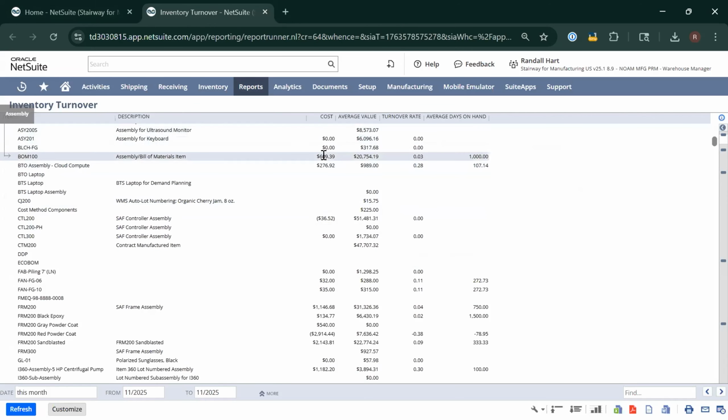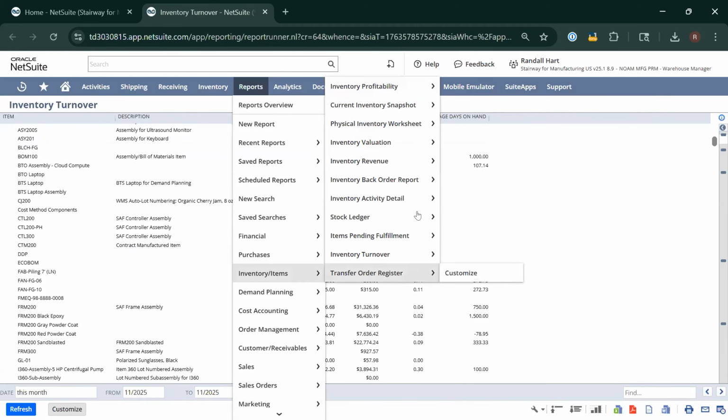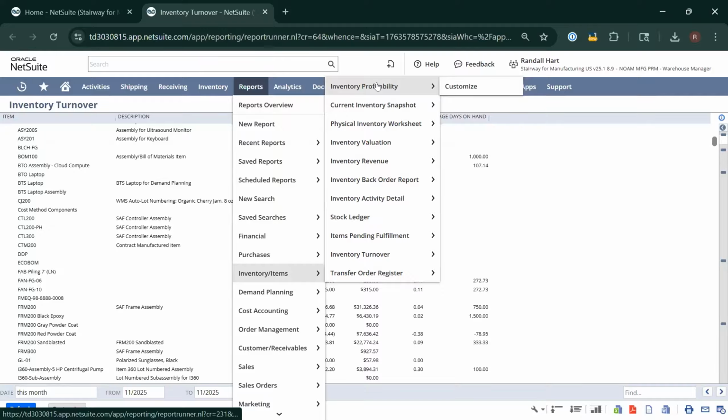Do I need to encourage my sales team to sell it? Do I need to maybe stop ordering them, change my demand cycles so that I have less of them? That all becomes important to maximizing our inventory. And it comes back to, again, visibility, making sure that we're leveraging everything the system can provide to give us this information. Some other frequent reports is inventory profitability.